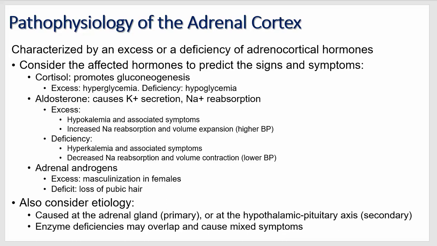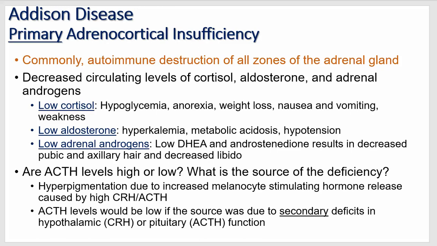Enzyme deficiencies may overlap, and that's going to be in all of those enzymes that we looked at. There are deficits of those that can also cause some symptoms, and we're not going to talk too much about that. Mainly, what we're going to talk about now are the two big ones: Addison's disease and Cushing. Addison disease is a primary adrenocortical insufficiency. Primary means that it is actually the adrenal gland that's not producing usually cortisol, but everything.